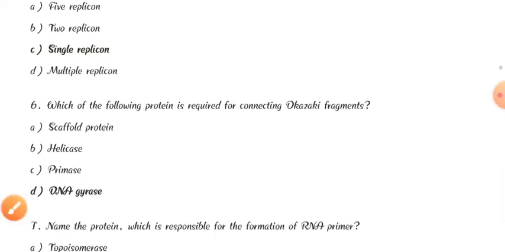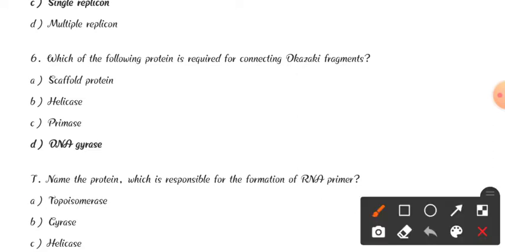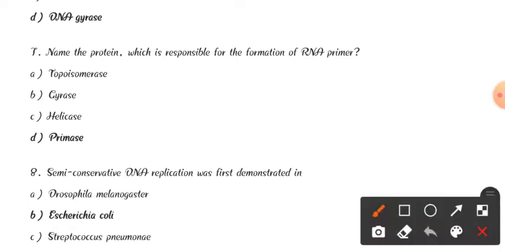Okay, a single origin of replication is found in E. coli. Now question number 6, which of the following proteins is required for connecting Okazaki fragments? So DNA gyrase, option D, is the correct answer. Now next question number 7, name the protein which is responsible for the formation of RNA primer, that is primase protein. Okay, so primase protein is responsible for the formation of RNA primer.